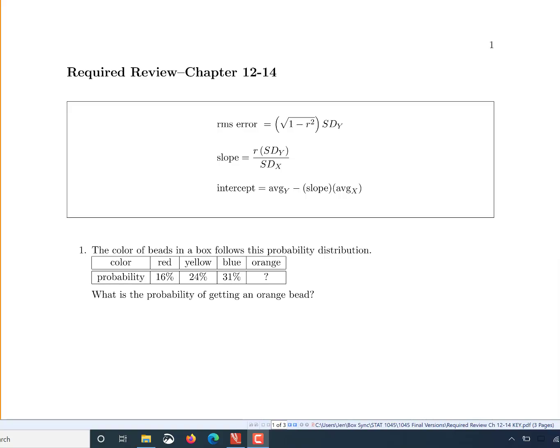This is the video key for chapters 12 through 14. You'll notice, again, these are the formulas that you'll have given to you for the exam.